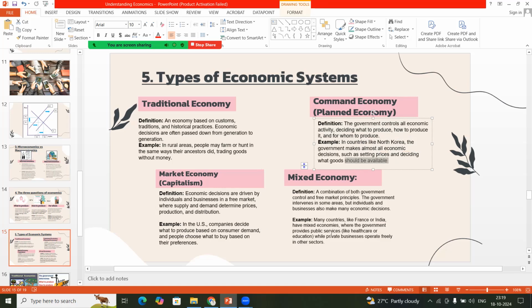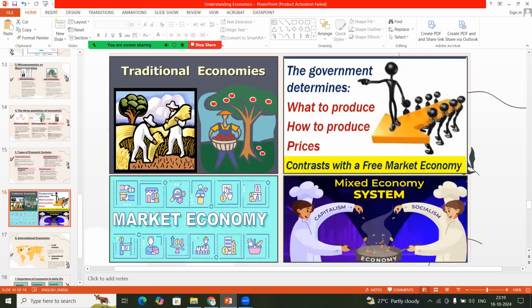Mixed economy is both government and free market principles. The economy is a combination of both government control and free market principles. So the government intervenes in certain areas, and the private and individual units operate in certain areas. So these are some of the pictures of the economic systems. This is traditional economy. This is the government-based economy. This is market economy, and this is mixed economy, that is both capitalism and socialism.